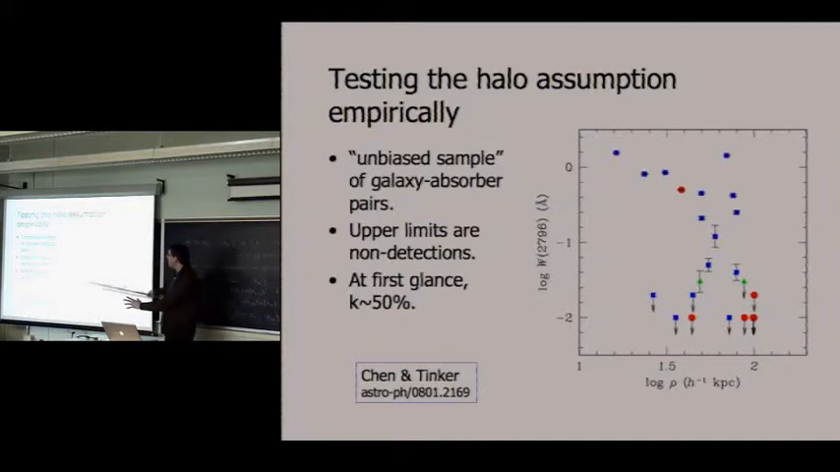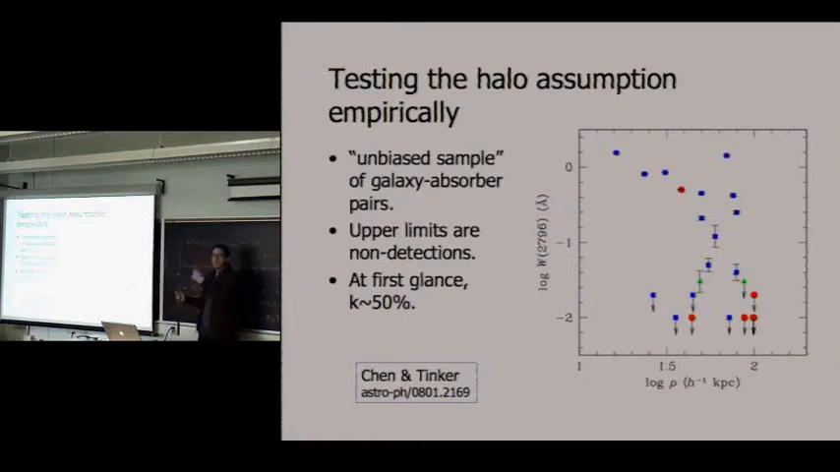So this is the sample of galaxies that we found, which are about 23 galaxies, which are within 100 kiloparsecs of 6 quasar lines of sight. And so this is the impact parameter. So that's the distance between the quasar line of sight and the galaxy that we observed. And here is the equivalent width of the magnesium-2 absorption. This is supposed to be an unbiased sample of galaxy absorber pairs, meaning that we start with the galaxy sample and then look for an absorber.